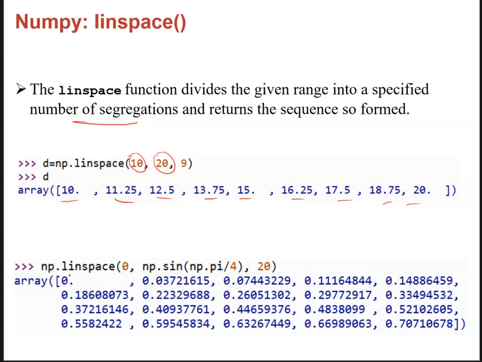Here is a case where you want, let's say, to plot a range of numbers from 0 to sine of pi by 4. And you want 20 numbers. Python is going to give you 20 numbers with the interval that it calculates itself, that are going to be between 0 and sine pi by 4.